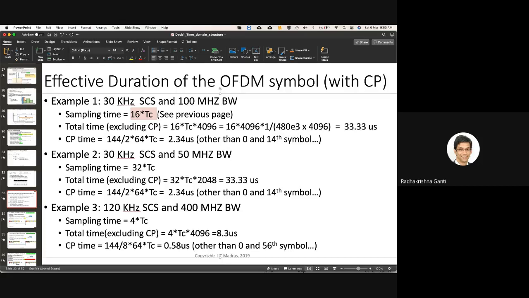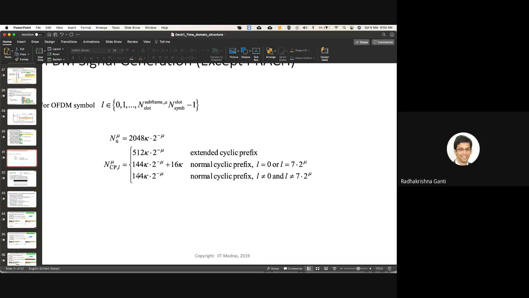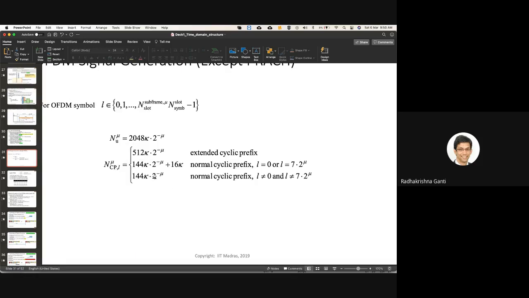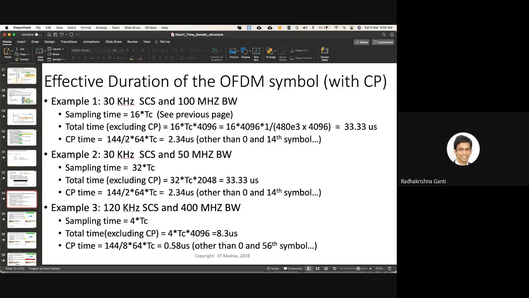So the total time is equal to 16 TC into 4096. 4096 was the FFT. If you put the value for TC, 1 by 148 E3, into 4096, you get 33 microseconds. Cyclic prefix time is 144 into K into 2 power minus mu into TC. I put 144 into K, which is 64, divided by 2 power minus mu, that is divided by 2, into 64 into TC. If you simplify this expression, you get 2.34 microseconds, other than the 0th and the 14th OFDM symbol.